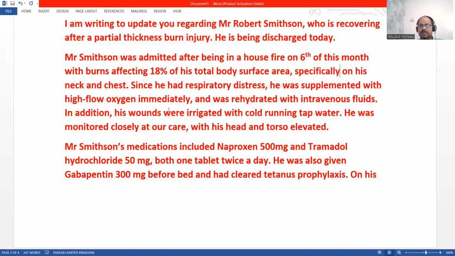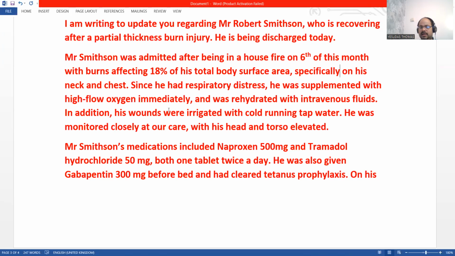Mr. Smithson was admitted after being in a house fire on 6th of this month, that's in April, with burns affecting 18% of his total body surface area, specifically on his neck and chest. Good. Since he had respiratory distress, he was supplemented with high flow oxygen immediately and was rehydrated with intravenous fluids. So this is the first line measurement we have given. The first is the high flow oxygen. The second is the rehydration therapy.